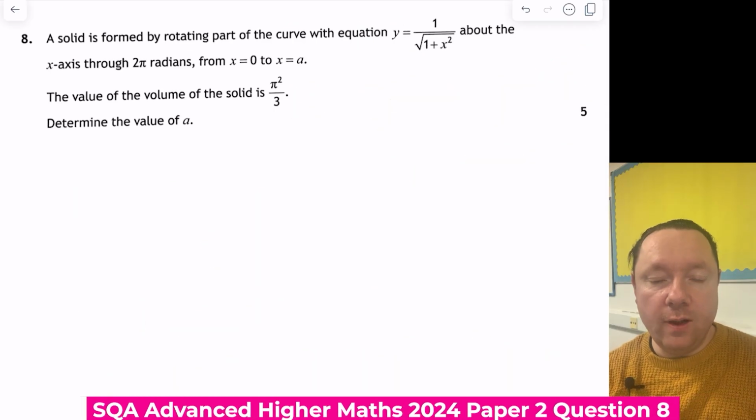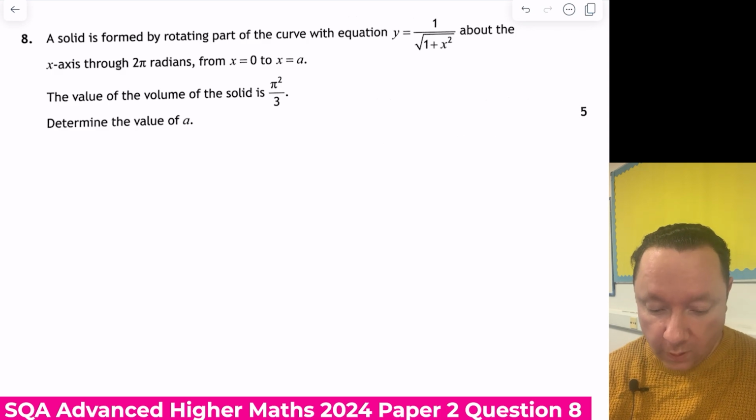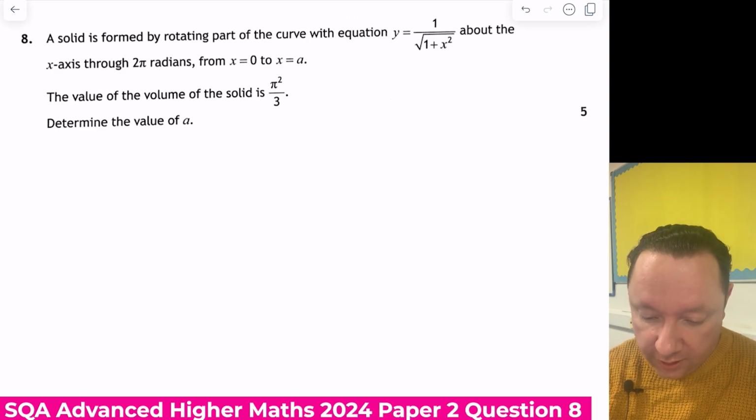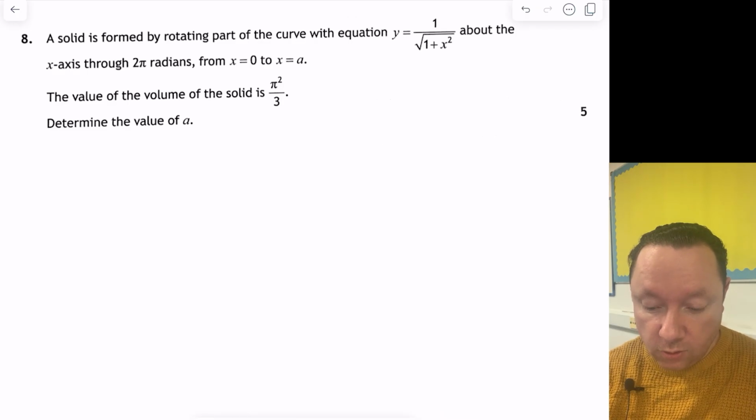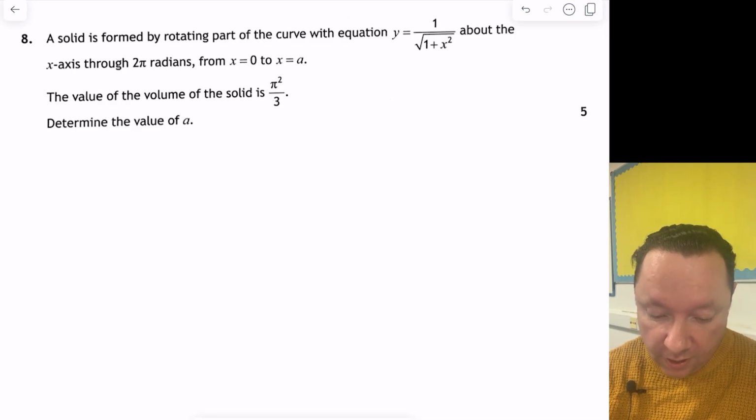And we're done there. SQA Advanced Higher Maths 2024, paper 2, question 8. A solid is formed by rotating part of a curve with equation y equals 1 over the square root of 1 plus x squared about the x-axis through 2 pi radians from 0 to x equals a. And the value of the volume is pi squared over 3, find a.